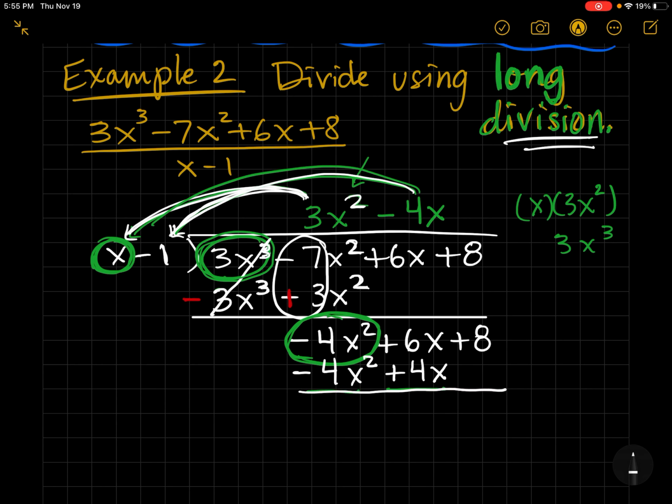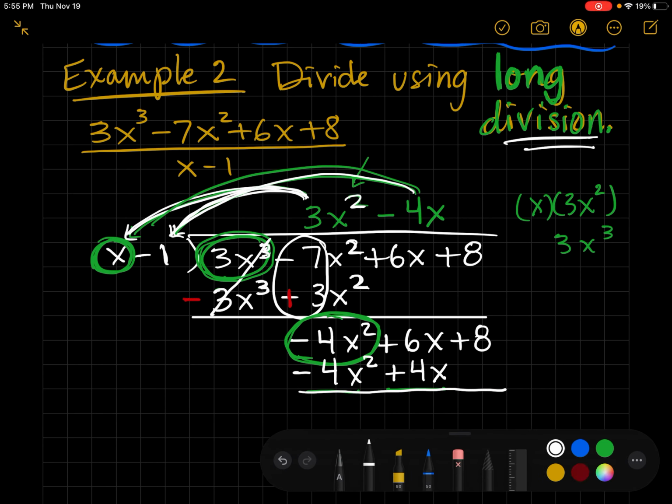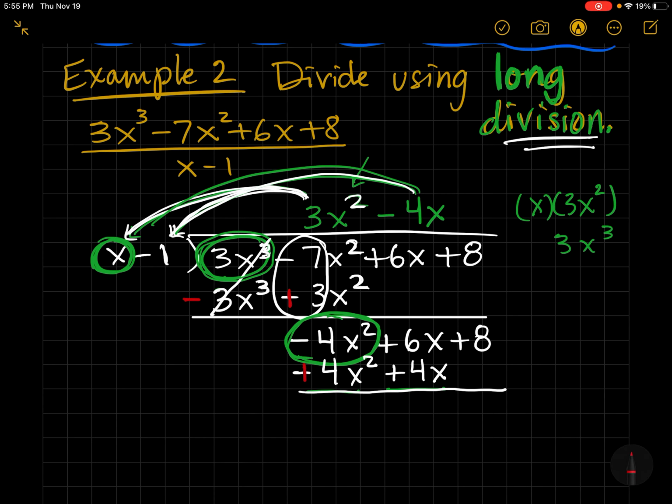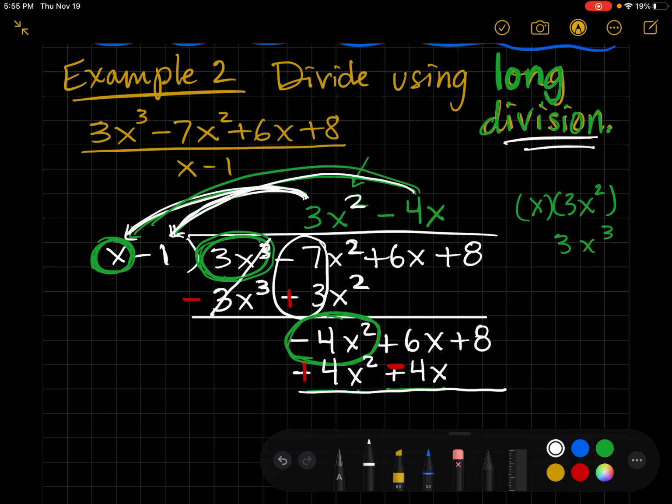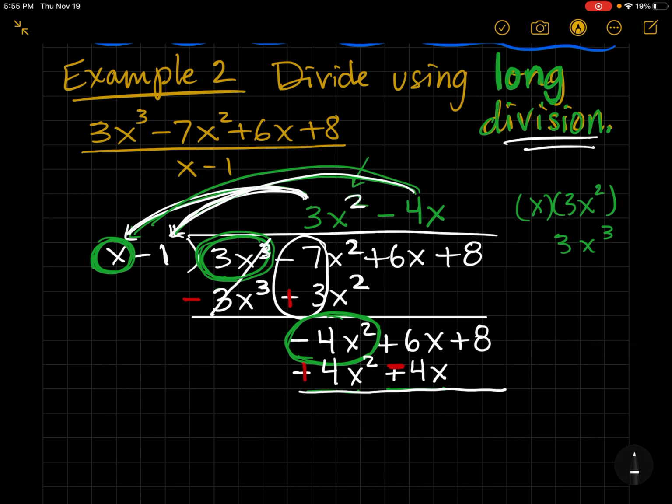And you really have to watch those signs. And now what do we do? Subtract. So I go opposite here and opposite there. So now when I combine like terms, these cancel. That's a positive 6x. That's a negative 4x. So I get 2x plus 8.